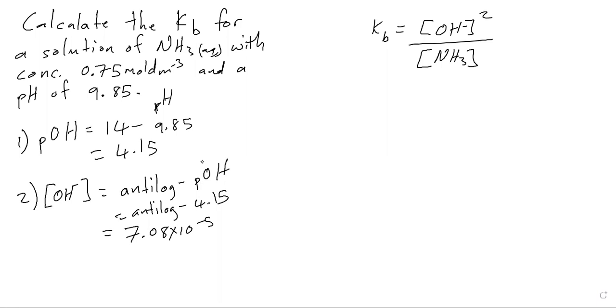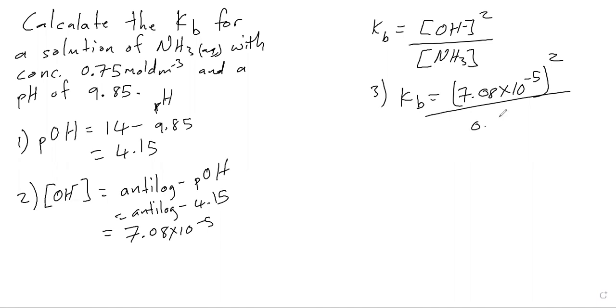So we can go ahead now and do this equation. Kb is equal to 7.08 times 10 to the negative 5 squared, divided by 0.75. How much do you get? 6.68 times 10 to the negative 9.